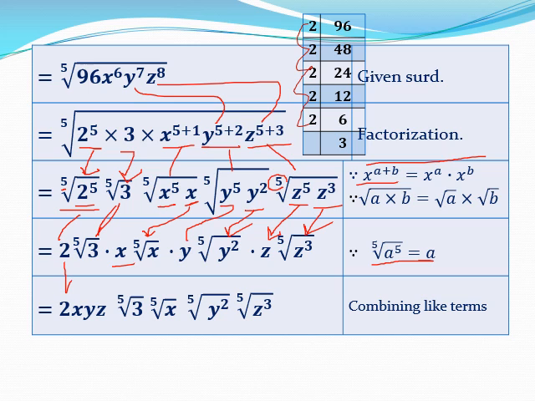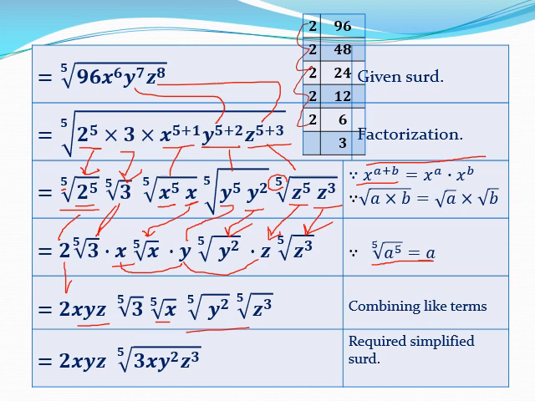After combining like terms, 2 and this x, we multiply this x by y and z, it becomes xyz, and fifth root of 3, fifth root of x, fifth root of y square, and fifth root of z cube. After writing these surds, which are like terms, under the same radical sign, we get 2xyz, fifth root of 3xy square z cube. This is our required simplified surd.